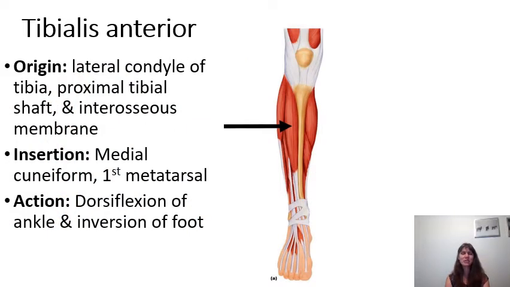This takes us to tibialis anterior, which has its origins on the lateral condyle of the tibia, as well as the proximal tibial shaft and the interosseous membrane found between the tibia and the fibula. It inserts on the medial cuneiform as well as the first metatarsal and will act to dorsiflex the ankle and invert the foot at the ankle. So it causes dorsiflexion and inversion of the foot at the ankle.